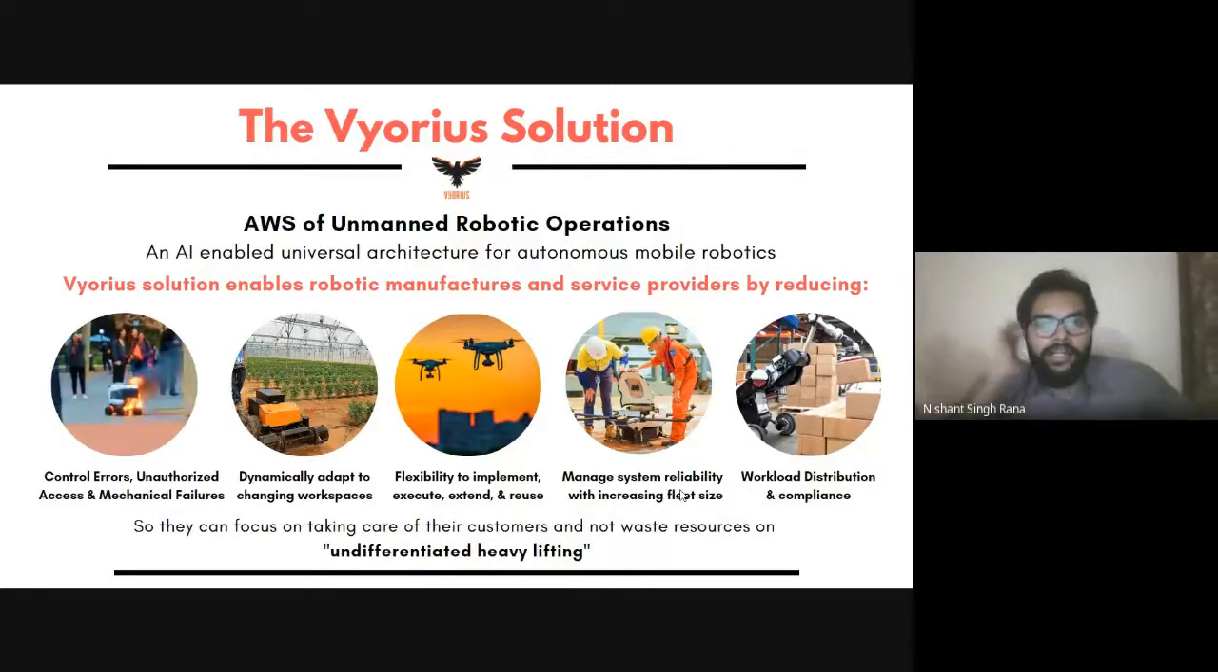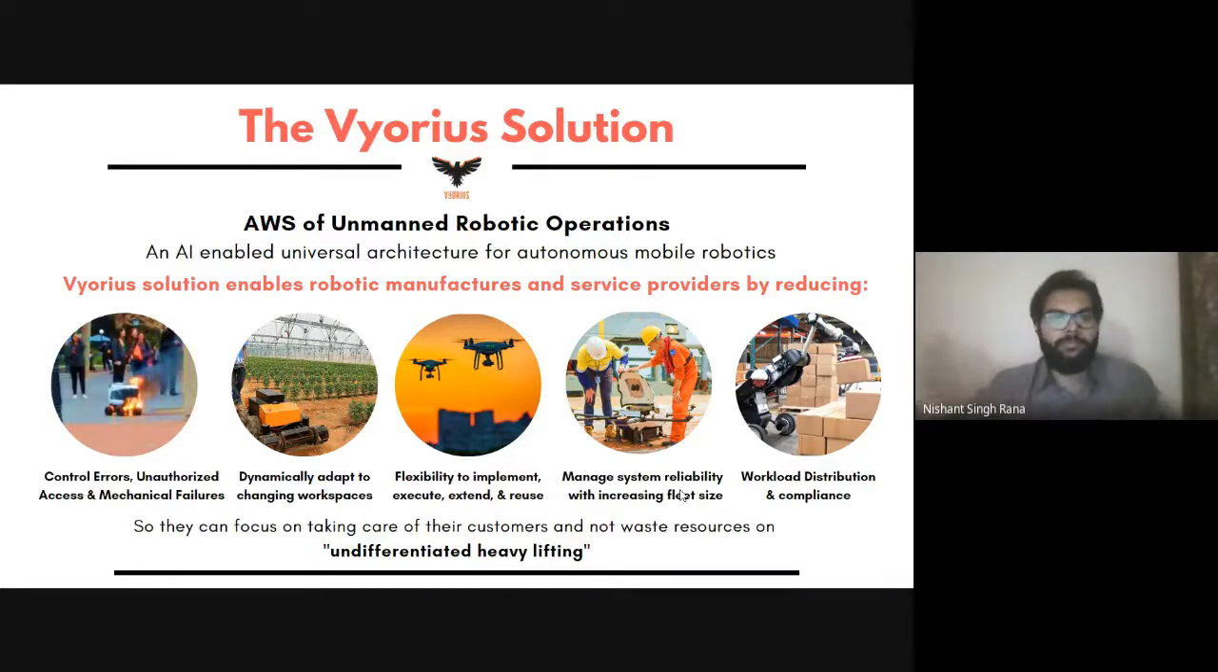So after all of that, I'll come to what we are doing, and what our solution is after learning all of this, these problems, all the heavy duty tasks, talking to all these different people, and understanding our mistakes. So we are placing ourselves as an AWS for unmanned robotic operations. We know AWS, right? Any developer out there creates their stuff, a website, web apps, then goes to AWS and puts things over there.